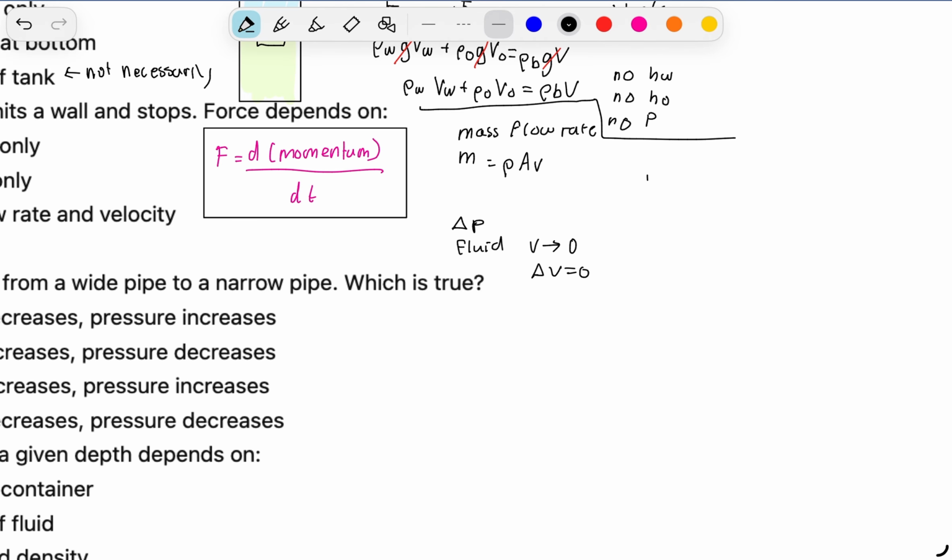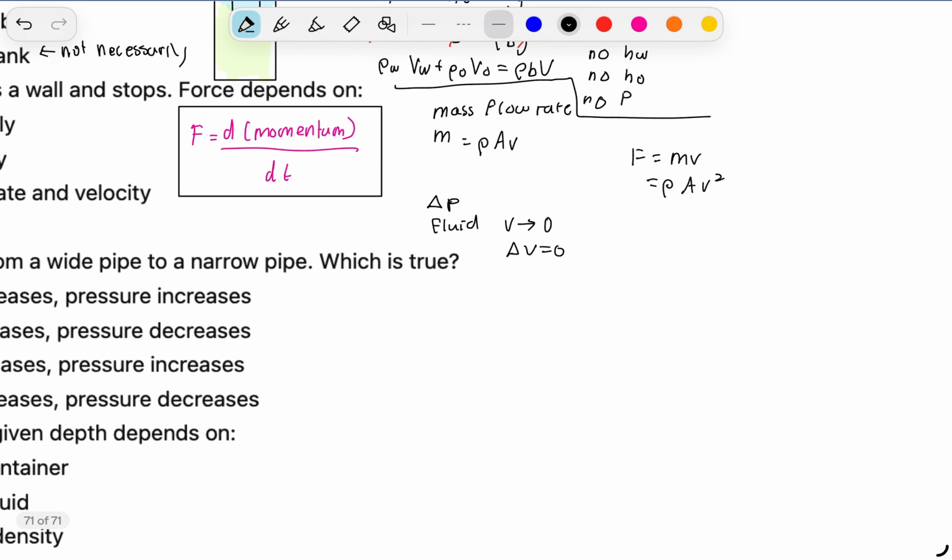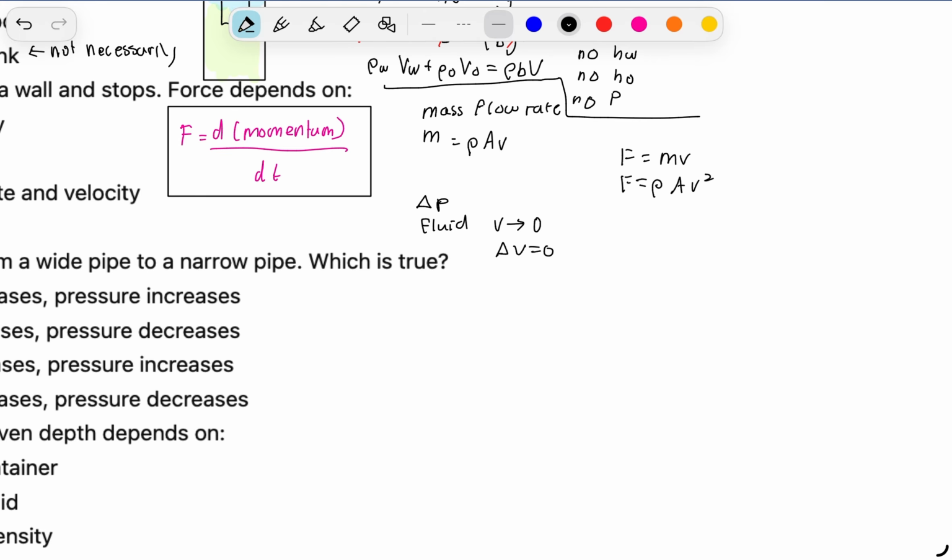Now what about our force? That's equal to m dot times V, and that's going to be density A V squared. So here, we see that our force is going to depend on how much mass hits per second, that's your mass per second, and also how fast it's moving.